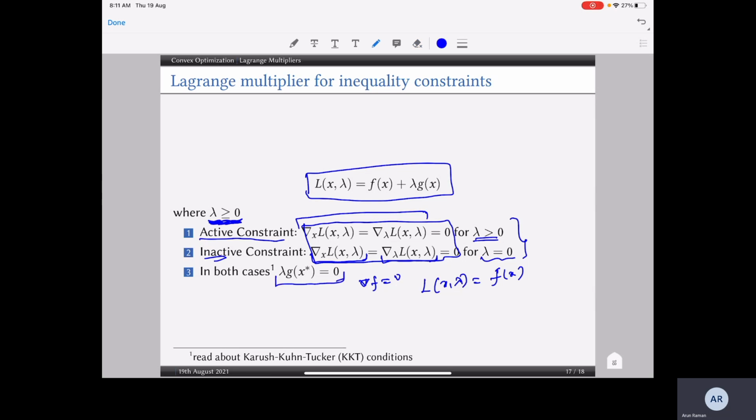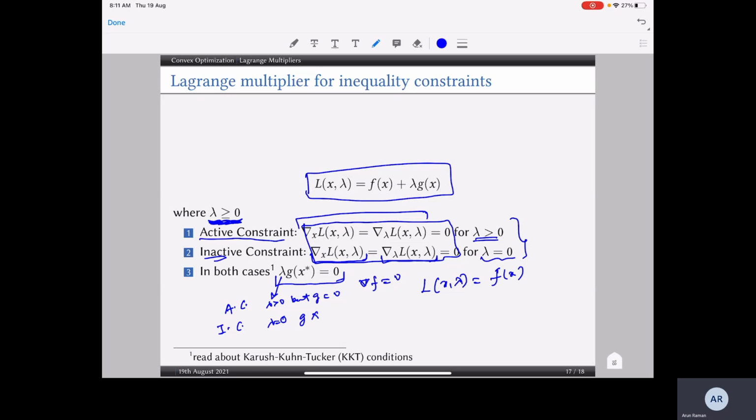Another observation, coming back to our discussion, is that lambda times g of x star is equal to 0. For an active constraint, lambda is greater than 0 but g is equal to 0. For an inactive constraint, lambda is equal to 0, and g is don't care. So in both cases, lambda g of x star is equal to 0.